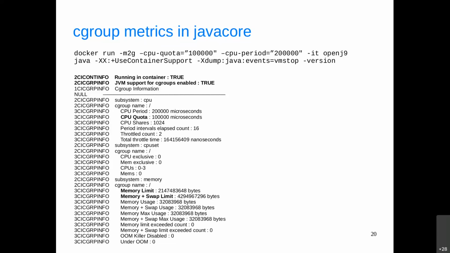So this information becomes really useful to understand the constraints that the JVM was running in if any problem happens.